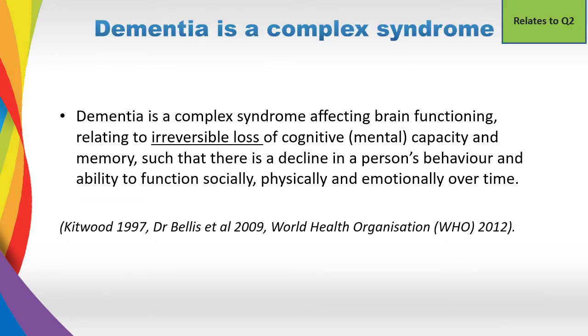So relating to question 2, now there is quite a lot of information coming, so do bear with. Dementia is a very complex syndrome that affects brain functioning. It causes irreversible loss of cognitive, which is mental capacities and memory, such that there is a decline in a person's behaviour and ability to function socially, physically and emotionally over time. That definition comes from the World Health Organization, or WHO. You may have heard lots about those during the pandemic.